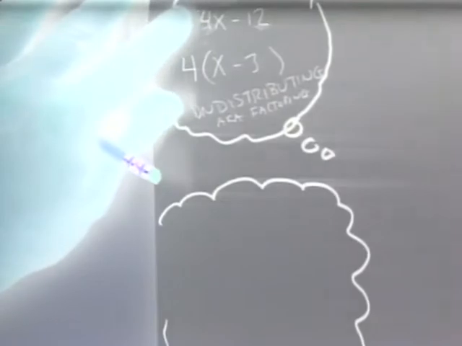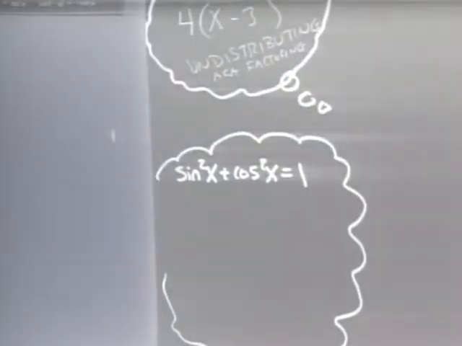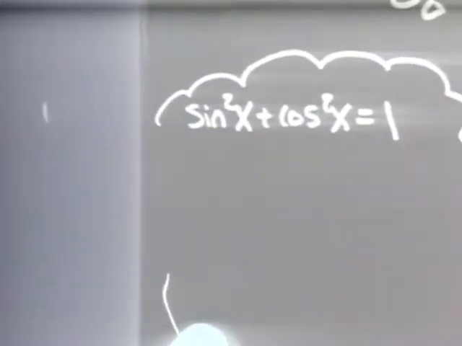I'm getting lazier on my thought bubbles here. I'm going to write down sine squared, and heck, I'm going to do x. I just like x better than u. Sine squared x plus cosine squared x equals 1. That's the identity. Sine squared x plus cosine squared x equals 1.